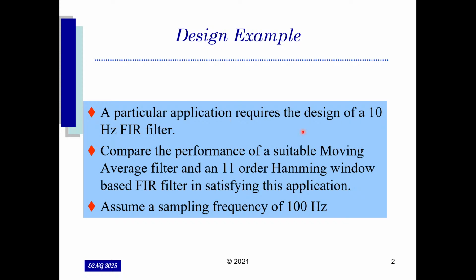So we need to see what the cutoff frequency is here, which is required for the FIR filter. In this case, it's going to be 10 Hz, and the sampling frequency is going to be 100 Hz. And then we need to see which of these filters we need to design. In this particular case, we need to do a moving average filter design and an 11 order Hamming window based FIR filter design, and then compare the two.